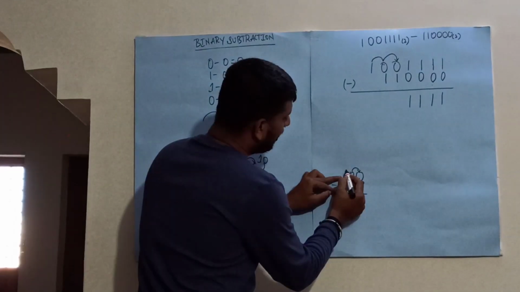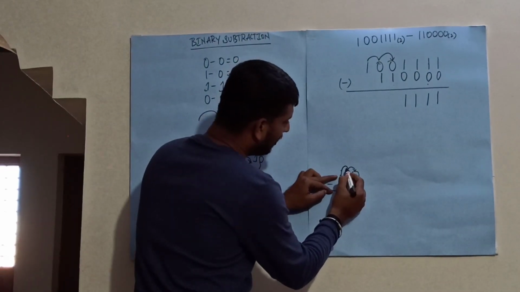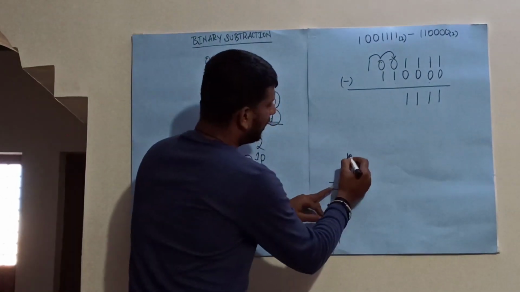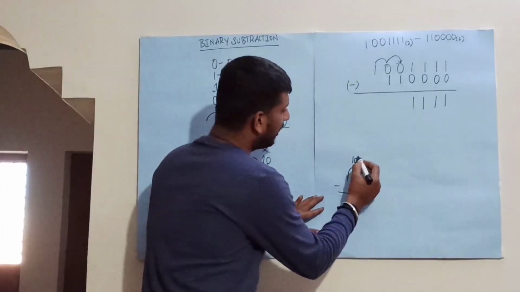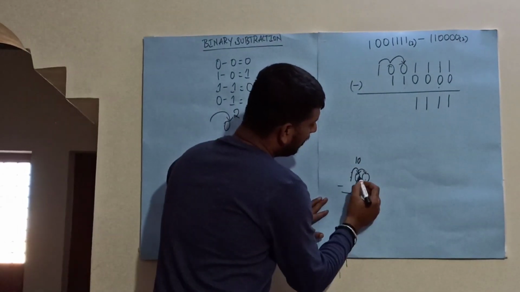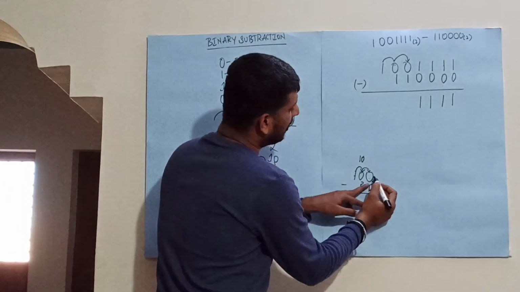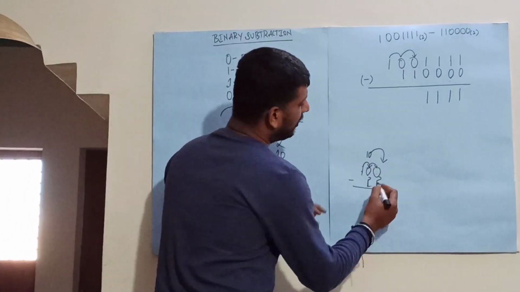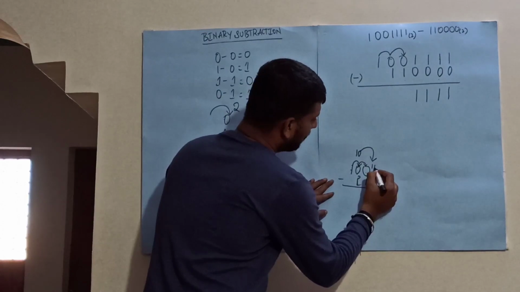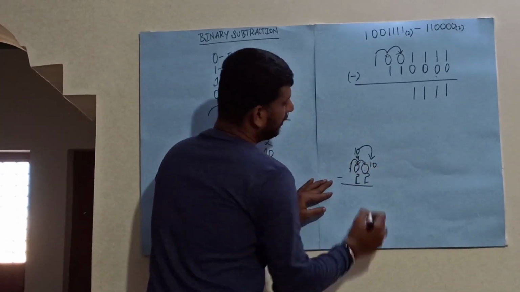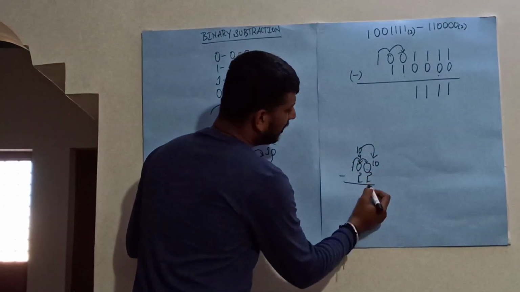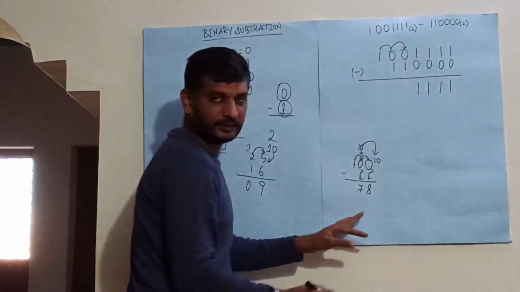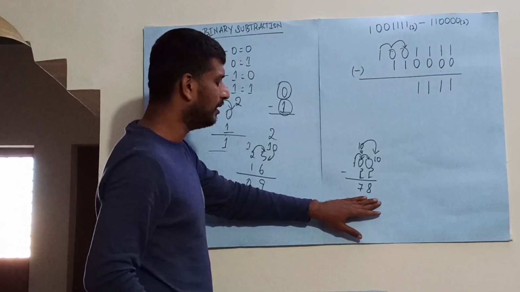So what happens is, if I borrow from this particular digit to this particular digit, I am borrowing 10. Next, again from here I have to borrow to this particular digit. So I will borrow another digit. So here it becomes 10, here it becomes 9. Now 10 minus 2 is nothing but 8. 9 minus 2 is nothing but 7. So this is how exactly you perform the subtraction.